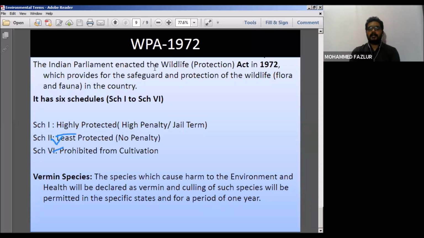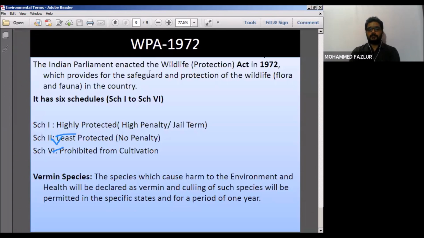So that particular state government will request the central government to declare this species as vermin. So once you declare this species as vermin, now you will have a right, and you can kill those species in those particular states only, but not in other states. And the period for which you can kill them is mostly 1 year only, but not more than that. Now, in any other schedule, if the species are creating issues, then you remove them and place them in Schedule 5, because Schedule 5 are the species which are least protected and have no penalty. Now this species can be declared as vermin species.